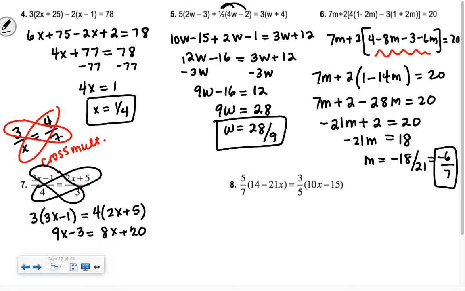Subtract the 8x over, we get x. Add the 3 to the right side, and we get 23. So this answer is x equals 23.